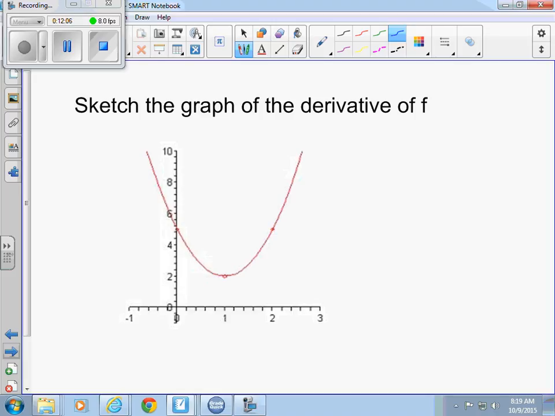And one of those is sketching the graph of the derivative of f given the graph of the function, and maybe vice versa as well. So this is the function f, and I want to know what the graph of f prime looks like. Anything you know about it? Okay, decreasing and then increasing.